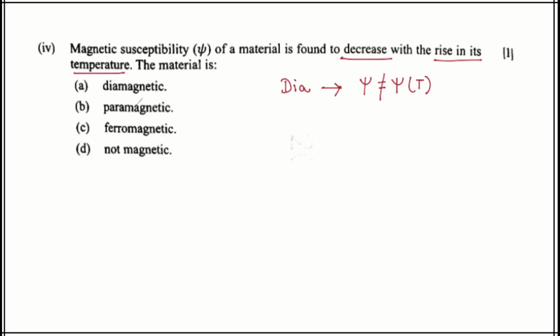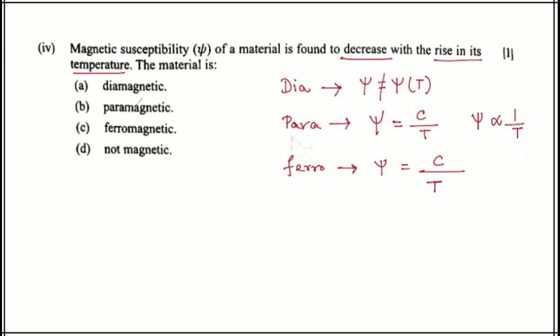In the case of paramagnetic substance, the chi is related with T in an inverse manner. So chi is inversely proportional to temperature. For ferromagnetic substance, the relation is C by T minus Curie temperature. So in this case, it is not directly related with the decrease, the inverse relation.